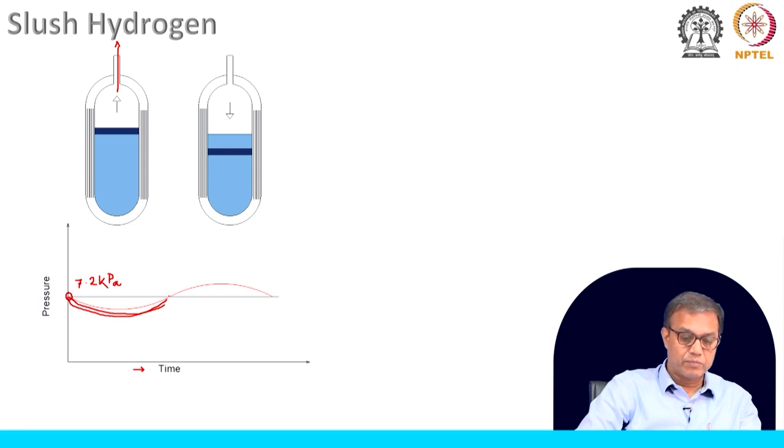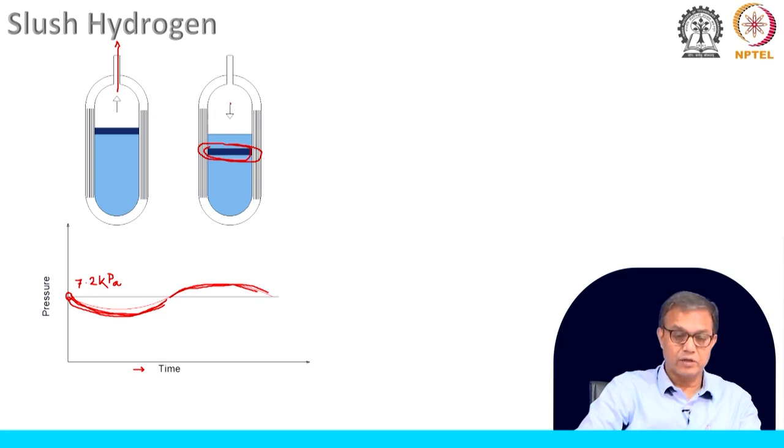After some time, when the solid has formed on top, we will find that it is becoming difficult to take out the vapor. At that time, we have to increase the pressure above 7.2 kPa. So in one cycle we are reducing the pressure, in the other cycle we are increasing the pressure around 7.2 kPa.